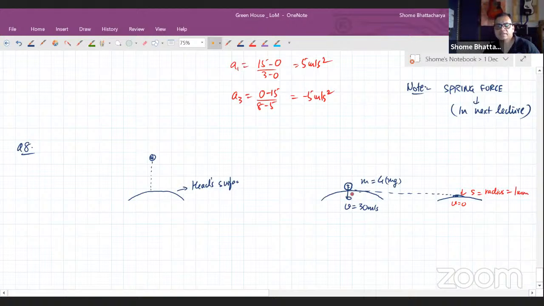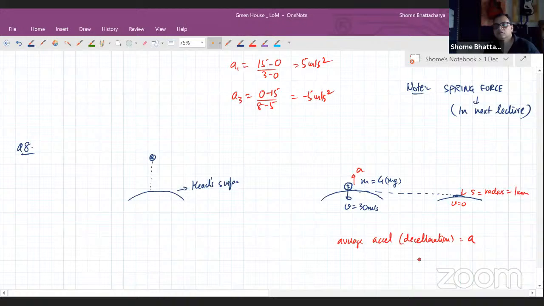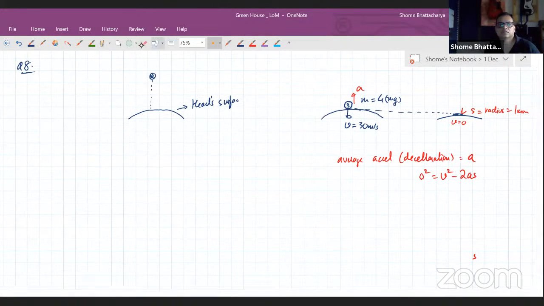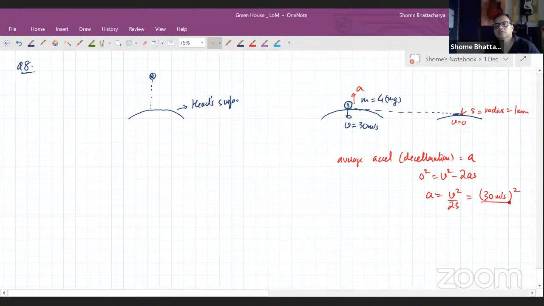Okay. So we'll assume that as it's coming in contact with the head, there is some kind of an acceleration like this. So if the average acceleration, actually deceleration, is a, then final velocity squared should be initial velocity squared minus 2as. So that average acceleration should be equal to v squared by 2s. So 30 meters per second whole squared divided by 2 into 1 into 10 raised to power minus 3. So that average acceleration is 9 by 2 into 10 raised to power 5 meters per second squared. This is the average acceleration.